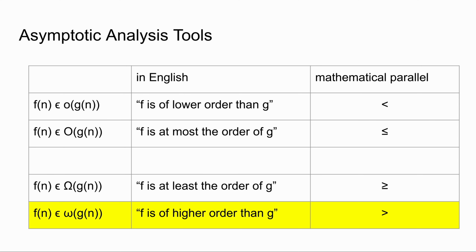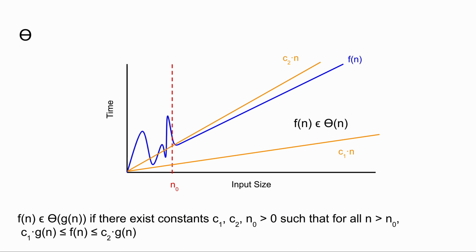Now let's do the last one, big theta. Formally, f of n is in big theta of g of n if there exist positive constants c1, c2, and n naught, such that for all n greater than n naught, c1 times g of n is less than or equal to f of n is less than or equal to c2 times g of n.